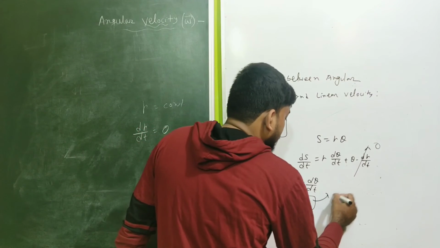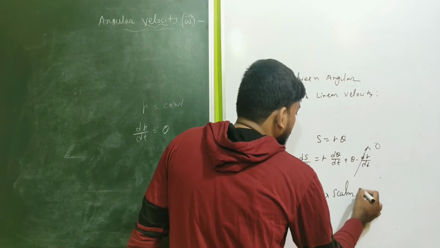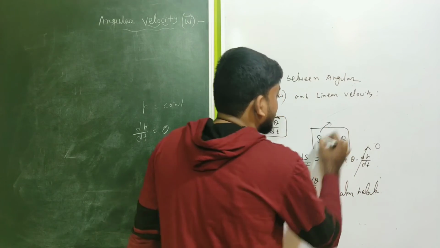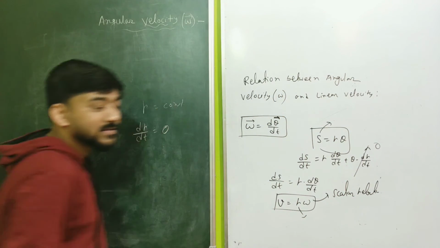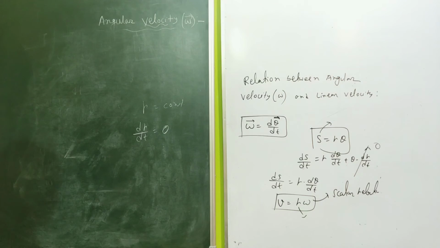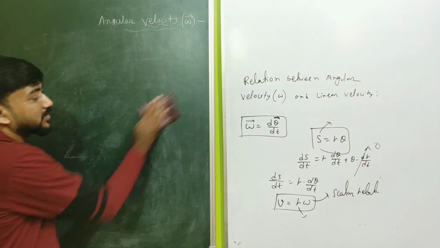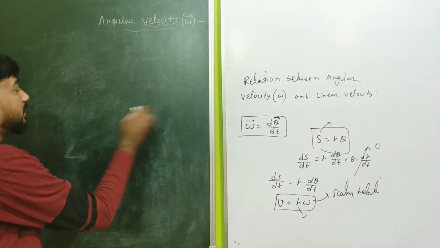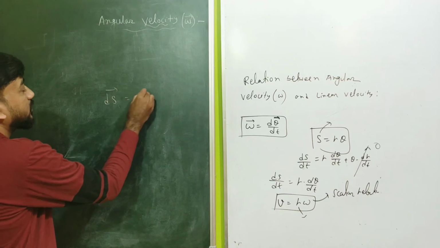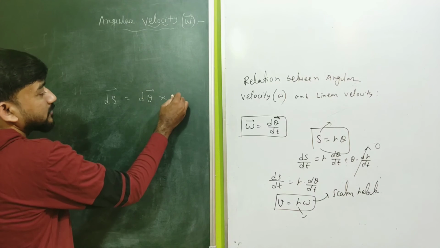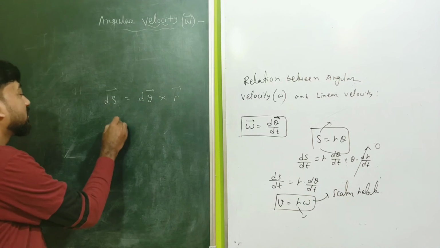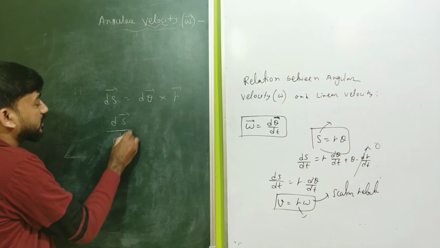But this is obviously the scalar relation. If you start with the scalar relation, then you will end up with the scalar relation. But if you want the vector relation, then you have to start with the vector relation of angular displacement and linear displacement. We have already discussed that in that case ds vector will be d theta cross r, and you just have to divide by dt. You will not need differentiation, divide by dt only.